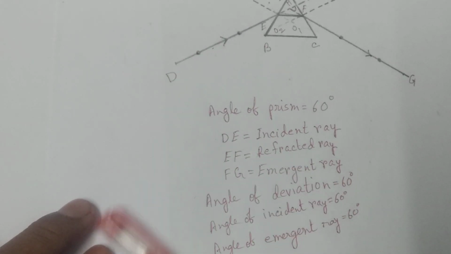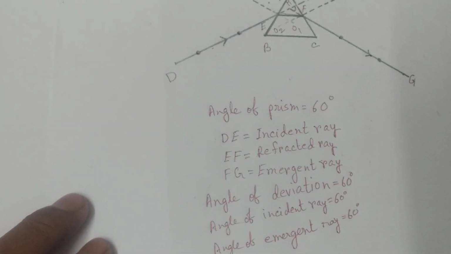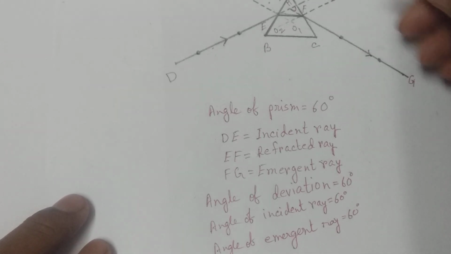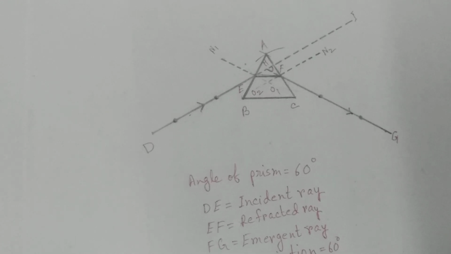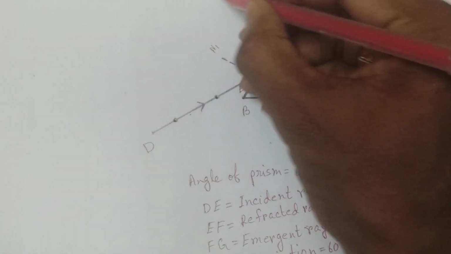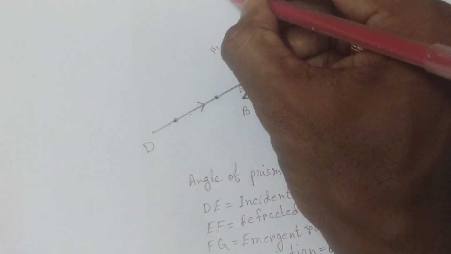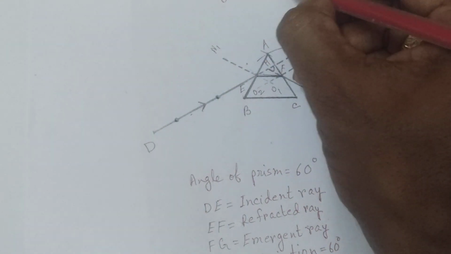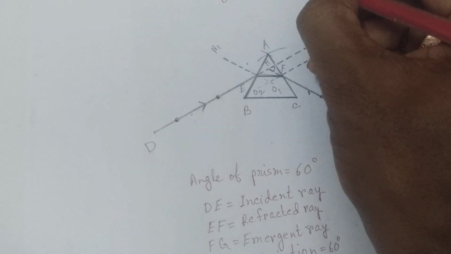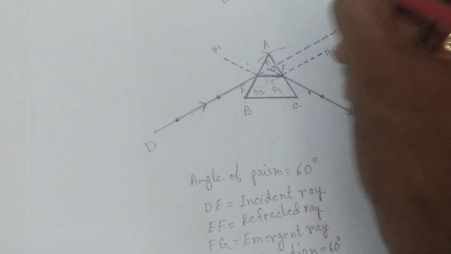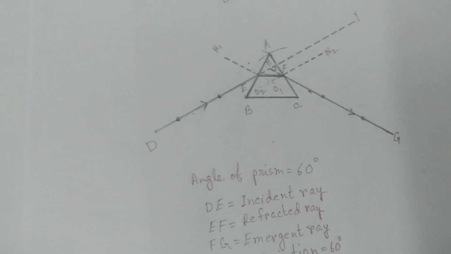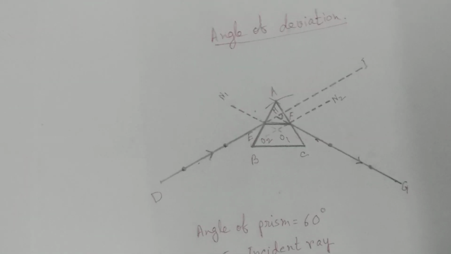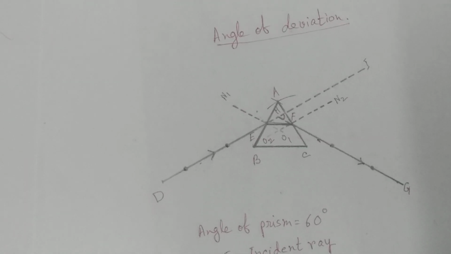What you find? Angle of deviation in this prism is 60 degree, right? How to find? We find the angle of deviation in this prism. We found that the angle of deviation in this prism is 60 degree.